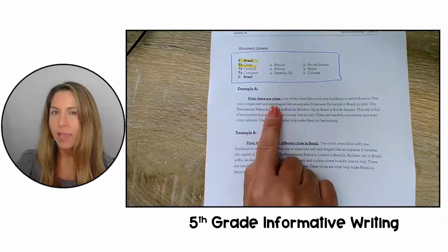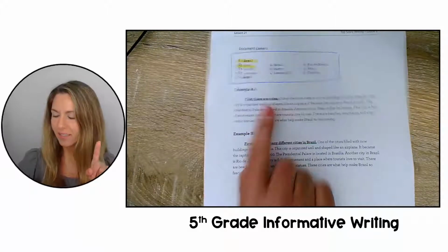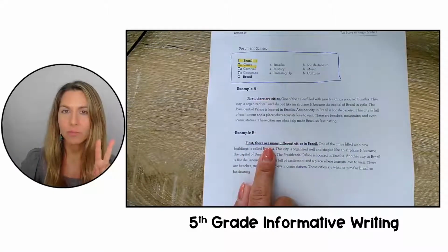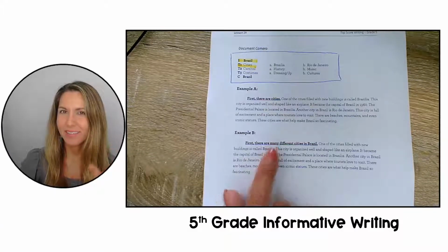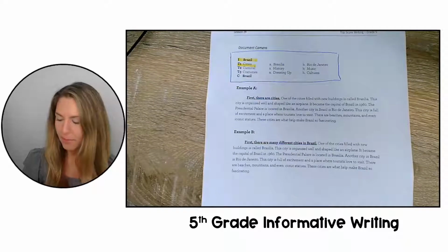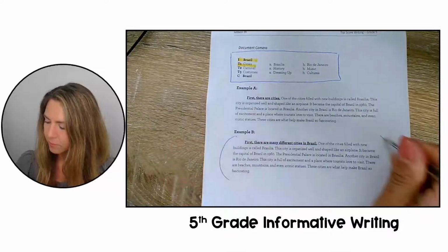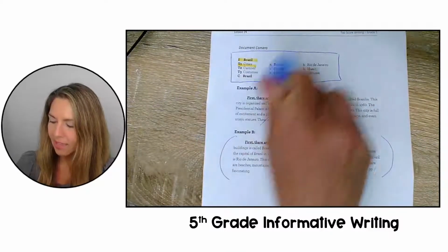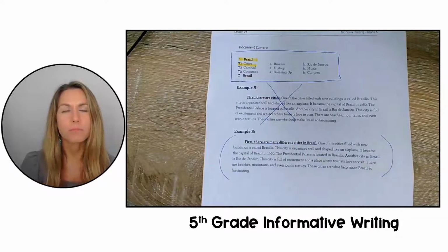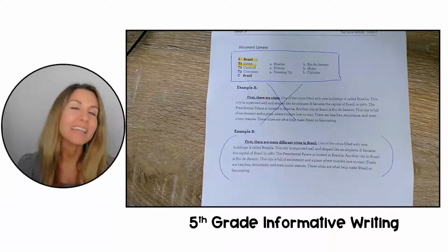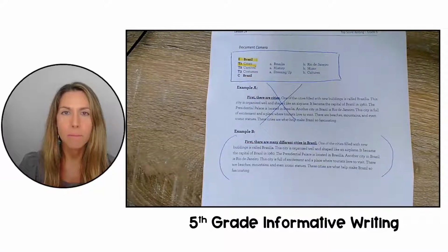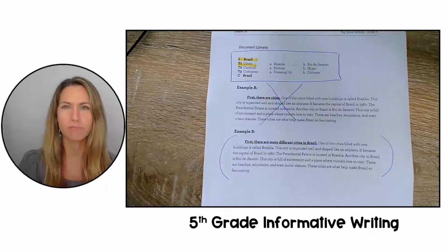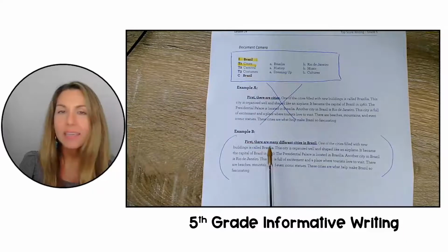If you think A is better, hold up one finger. If you think B is better, hold up two. I bet I have a lot of twos, right? B is a much better topic sentence. Why is A not as good? Well, A is not a complete sentence. First, there are cities. As a reader, I go, there are cities where? What are we talking about? B is much more complete.